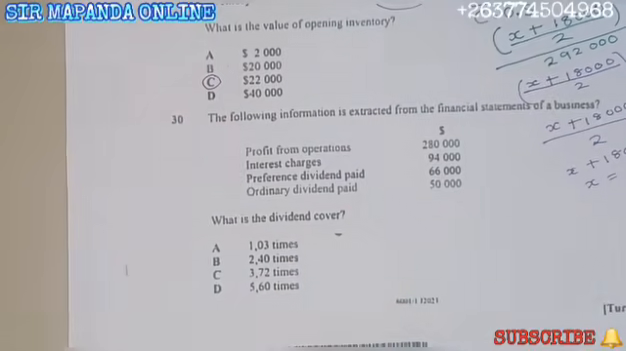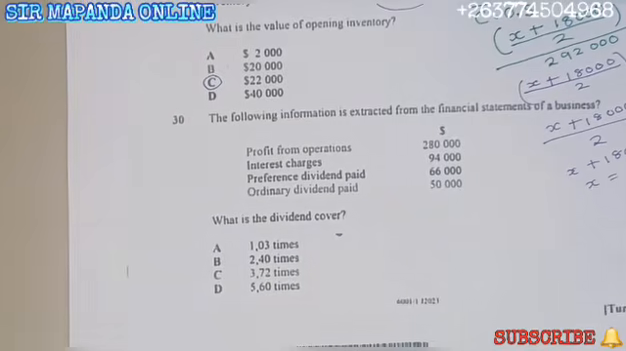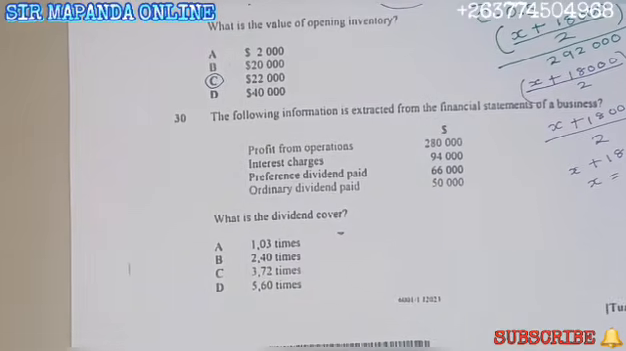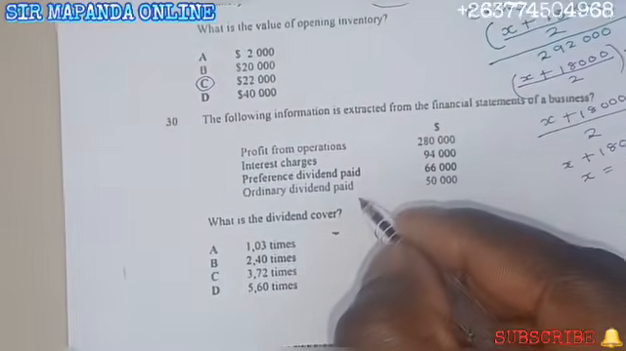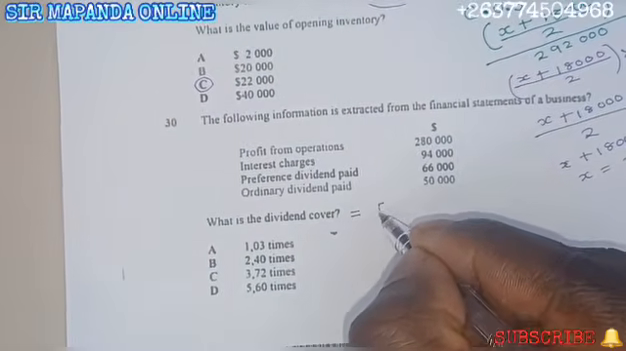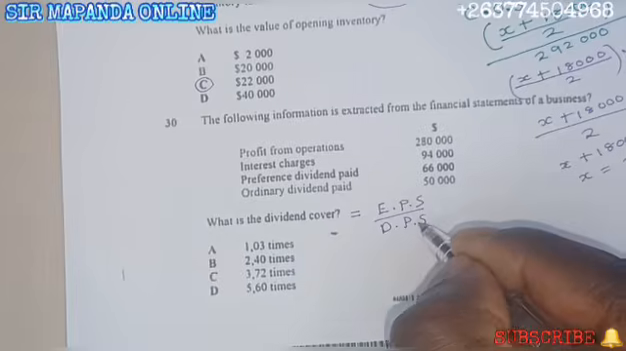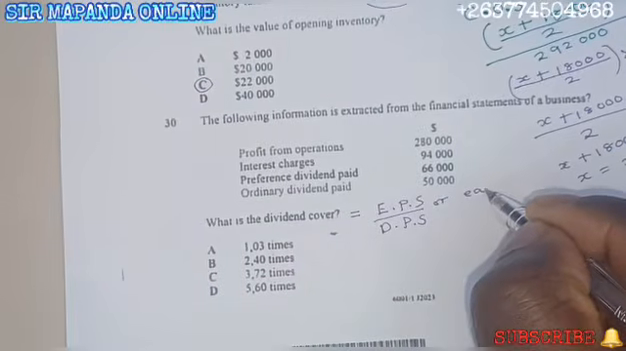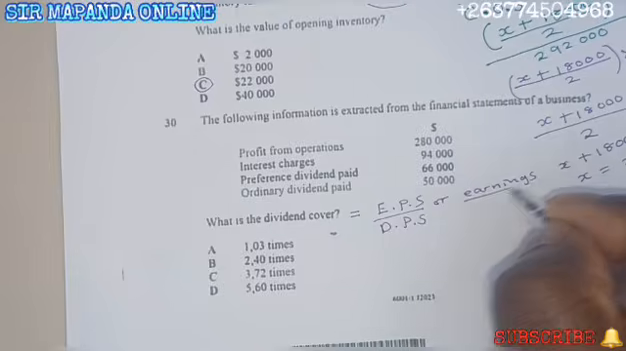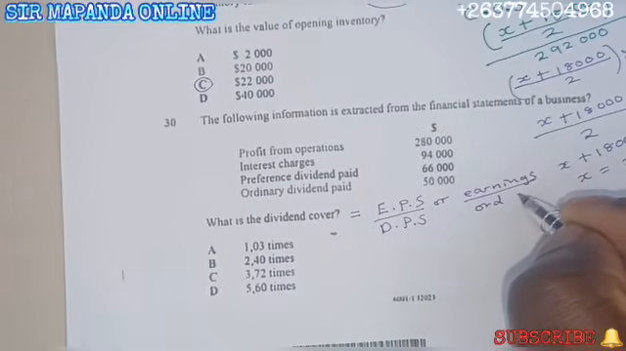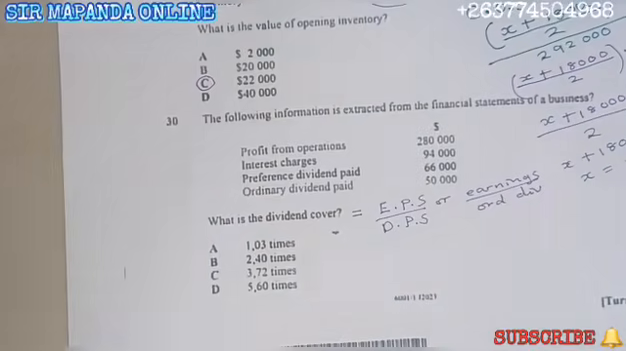The following information is extracted from the financial statements of a business. What is the dividend cover? So dividend cover is calculated using the formula earnings per share divided by dividend per share, or you can say total earnings divided by total ordinary dividends paid. I hope you are following, class. Right. So what are earnings? Earnings refer to profit which is attributable to ordinary shareholders.